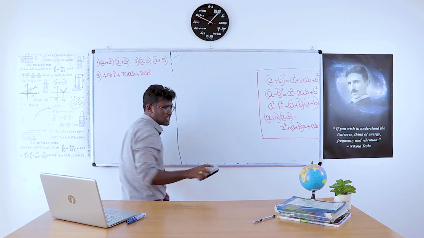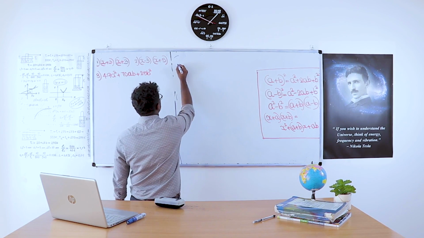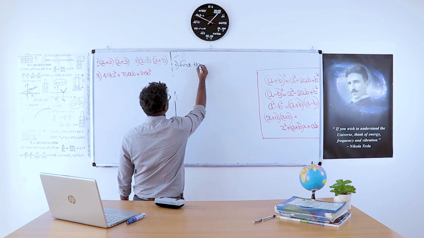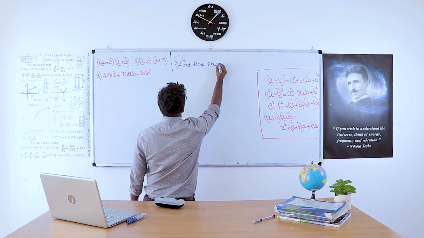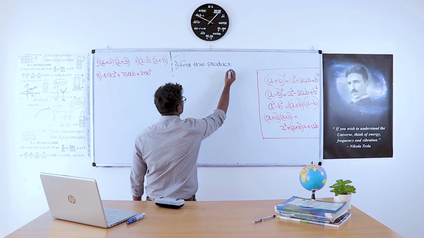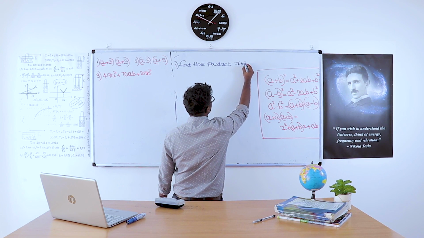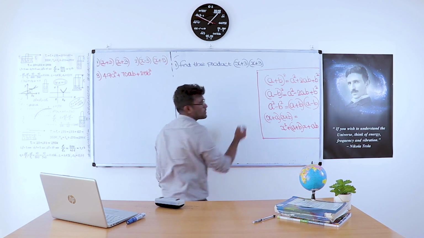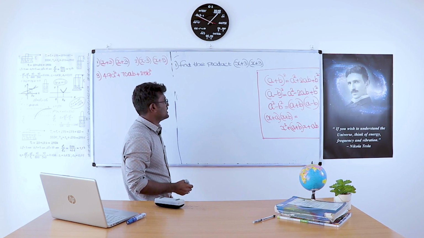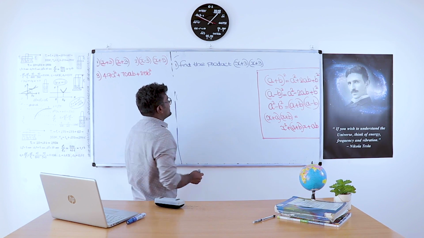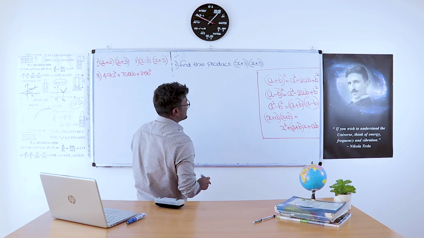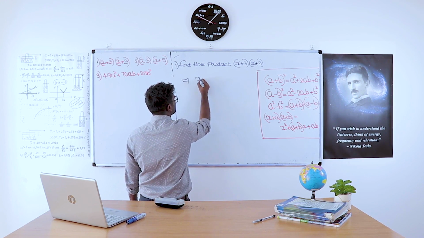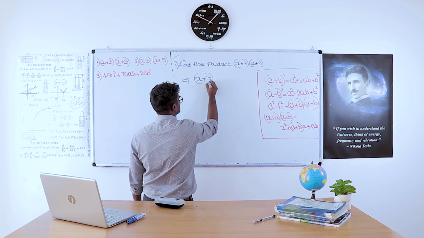The first two problems are related to identities. The first problem is: find the product of x plus 3 into x plus 3. How can you find this? This x plus 3 into x plus 3 we can change into x plus 3 the whole square.